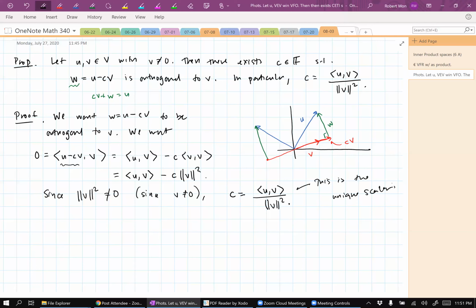Okay, so let me just get on my notes. Cauchy-Schwarz inequality. Okay, what does it say? If u and v are vectors in V, then the absolute value of the inner product of u and v. So remember, the inner product of u and v, that's just some scalar. That's either a real number or a complex number.